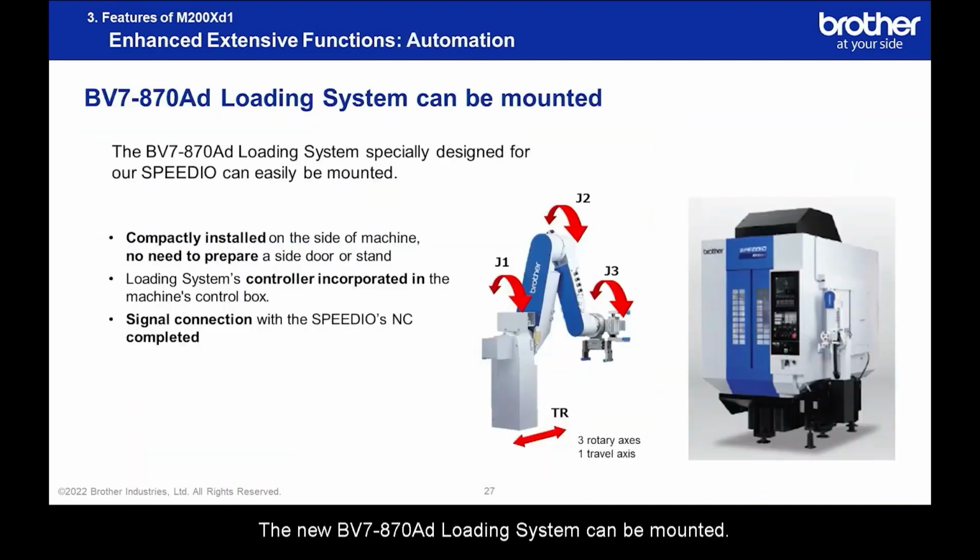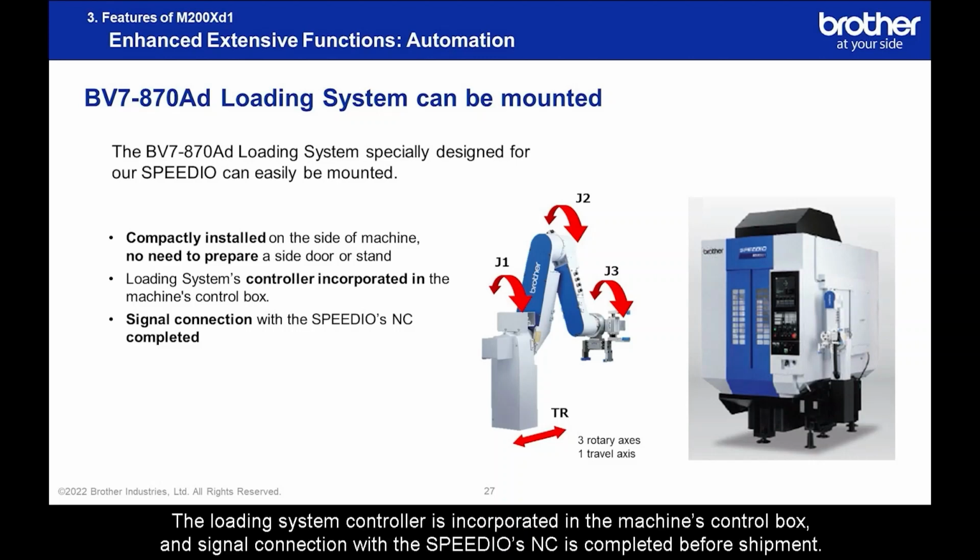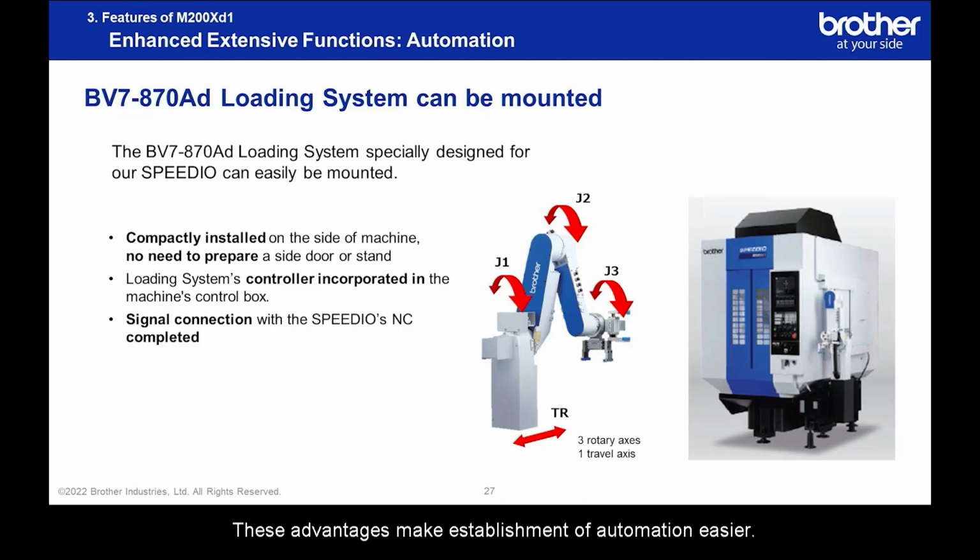The new BV 7870 AD loading system can be mounted. As the loader system is exclusively designed for the Speedio, it can be installed compactly. The loading system controller is incorporated in the machine's control box, and signal connection with the Speedio's NC is completed before shipment. These advantages make establishment of automation easier.